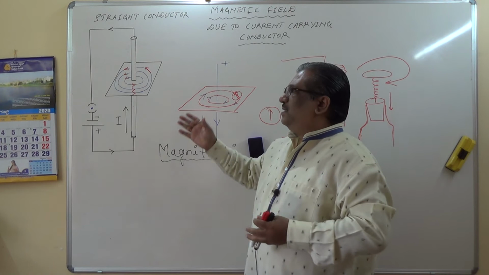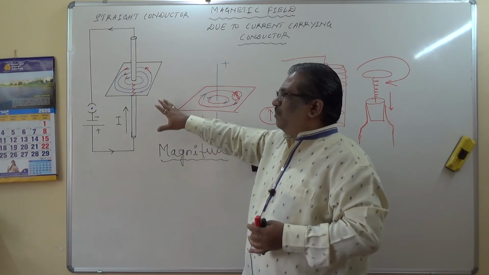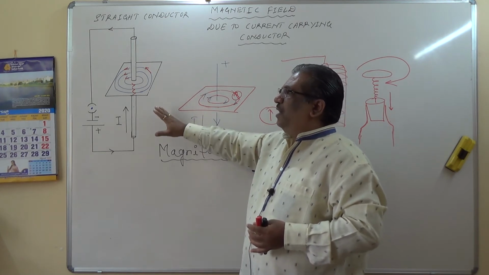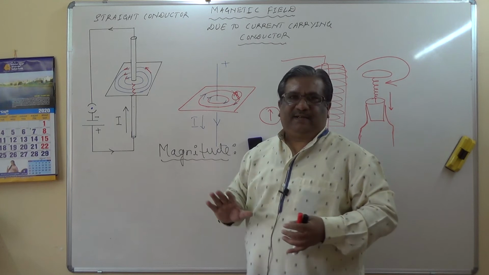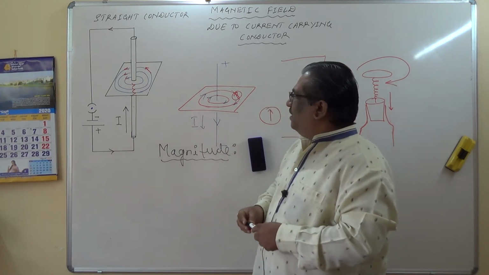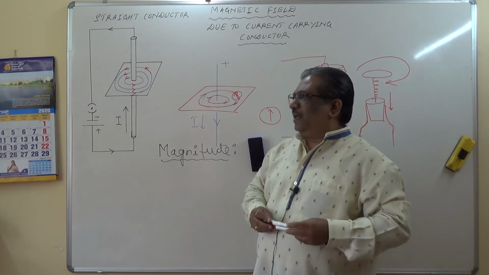What else? Yeah, these are the things. I think I have discussed everything with respect to the magnetic field produced in a current carrying straight conductor. Is anything left here? Yeah, I think I have done it.